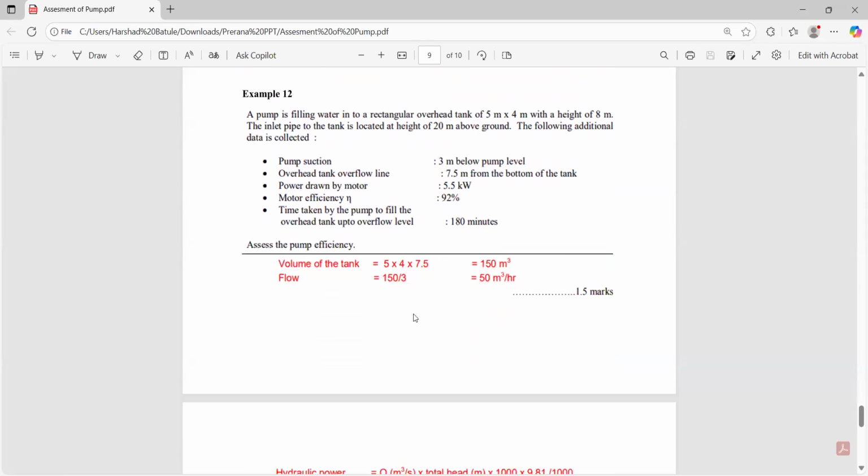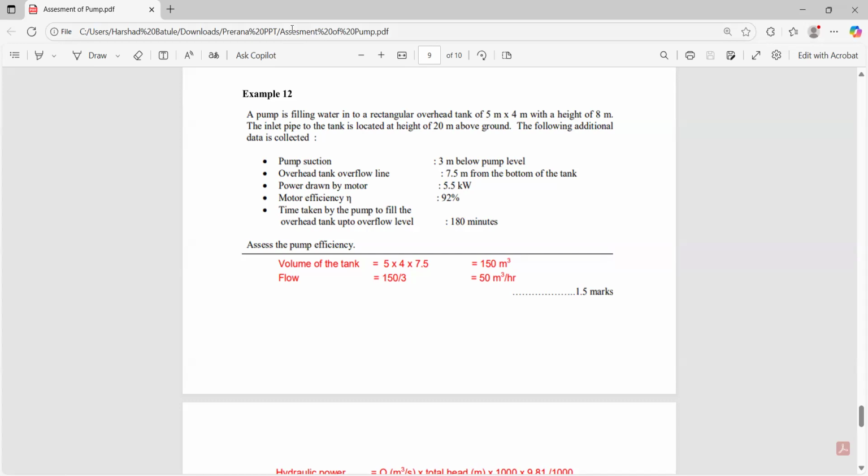A pump is filling a rectangular overhead tank of 5 meter into 4 meter with a height of 8 meter. The inlet pipe to the tank is located at a height of 20 meter above ground. The following additional data is collected. Pump suction is 3 meter below pump level. Overhead tank overflow line is 7.5 meter from the bottom of the tank. Power drawn by the motor is 5.5 kilowatt. Motor efficiency is 92%. Time taken by the pump to fill the overhead tank up to overflow level is 180 minutes.